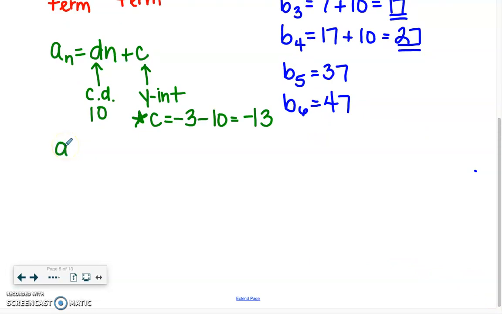We're going to take this and put it all together, plugging in the 10 in place of D and -13 in place of C. That's going to give us an explicit formula. So I'm going to write that down.